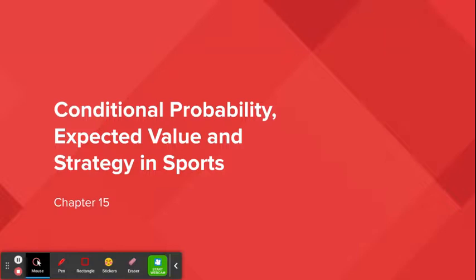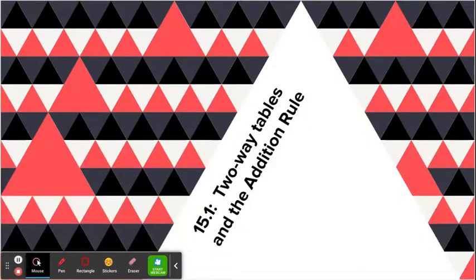Chapter 15 is a continuation of the topic of probability. And in this chapter, we're going to be looking at some more complicated probability problems, including conditional probability, expected value, and how we use those to form some strategy in sports.